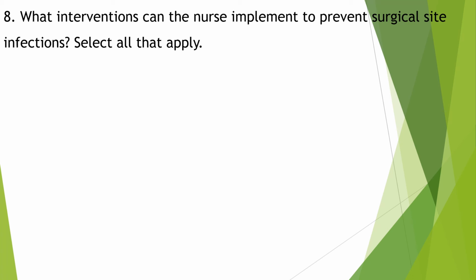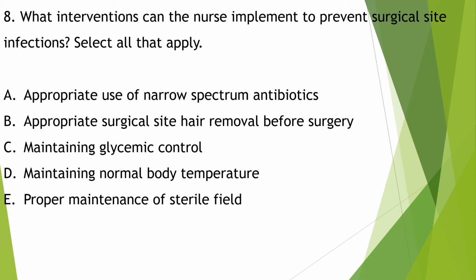What interventions can the nurse implement to prevent surgical site infections? Select all that apply. Appropriate use of narrow spectrum antibiotics, appropriate surgical site hair removal before surgery, maintaining glycemic control, maintaining normal body temperature, proper maintenance of sterile field.